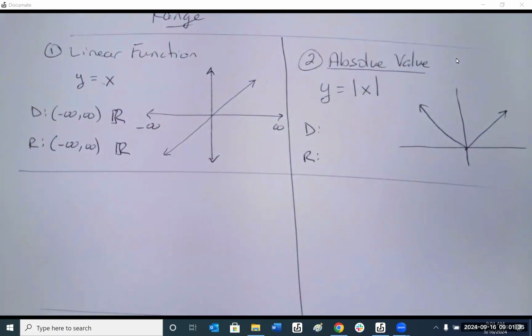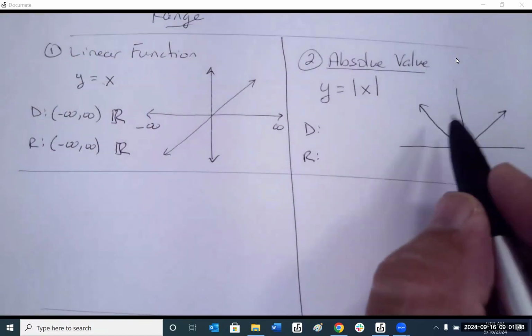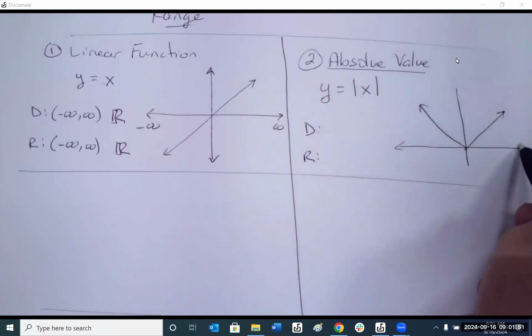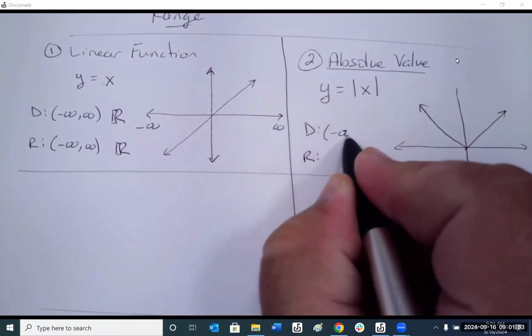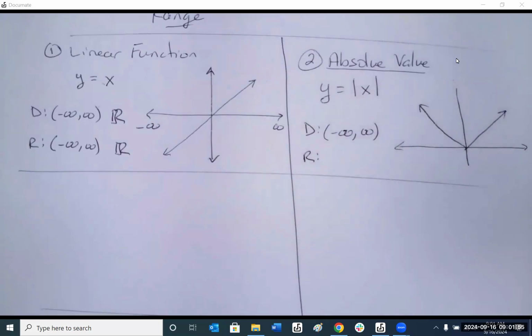What's my domain? What's my range? From 0 to infinity? Nope. This one goes on forever and ever, on both sides. So it's negative infinity to positive infinity. Look at the arrows, it keeps on going. How about the range? Yeah, from 0 to infinity.